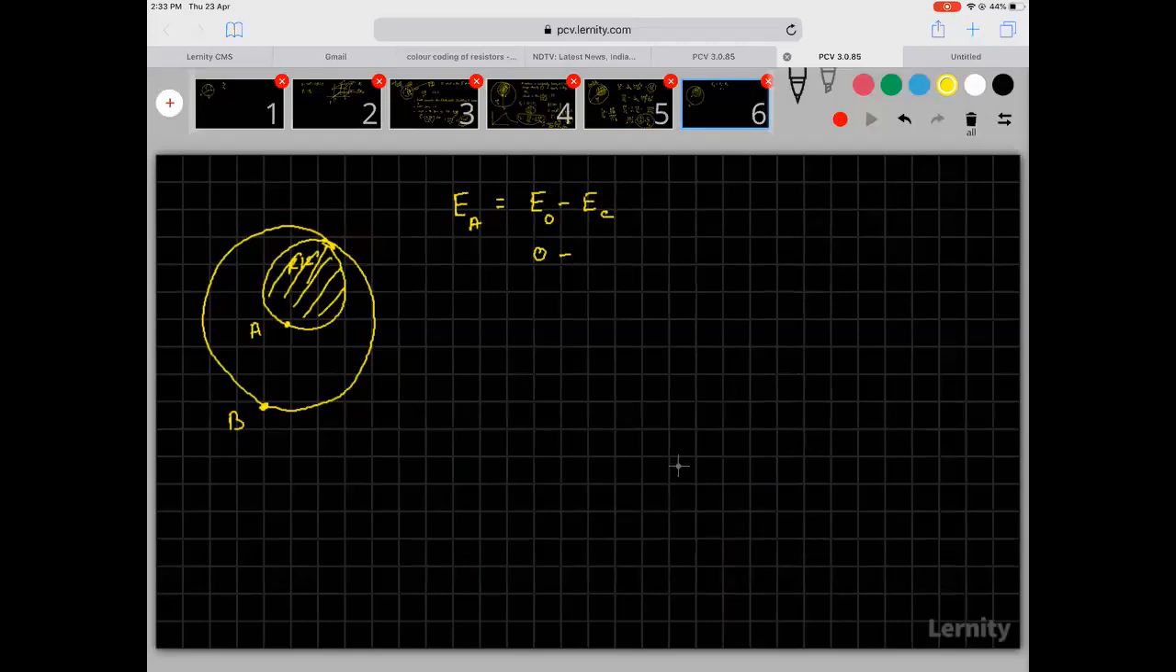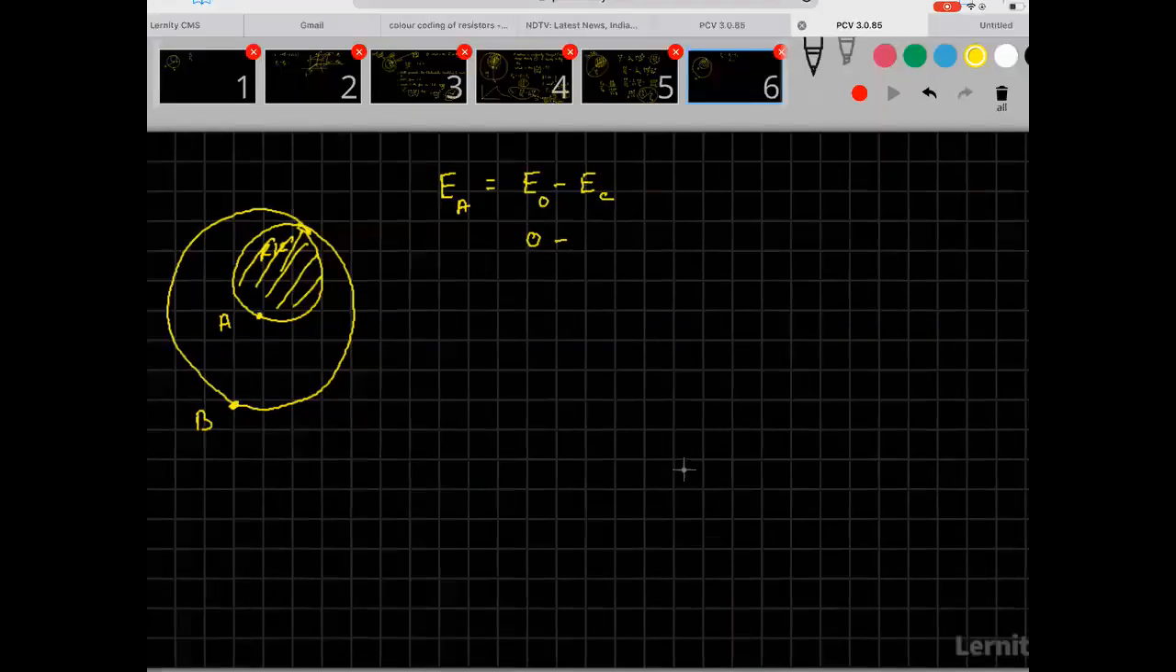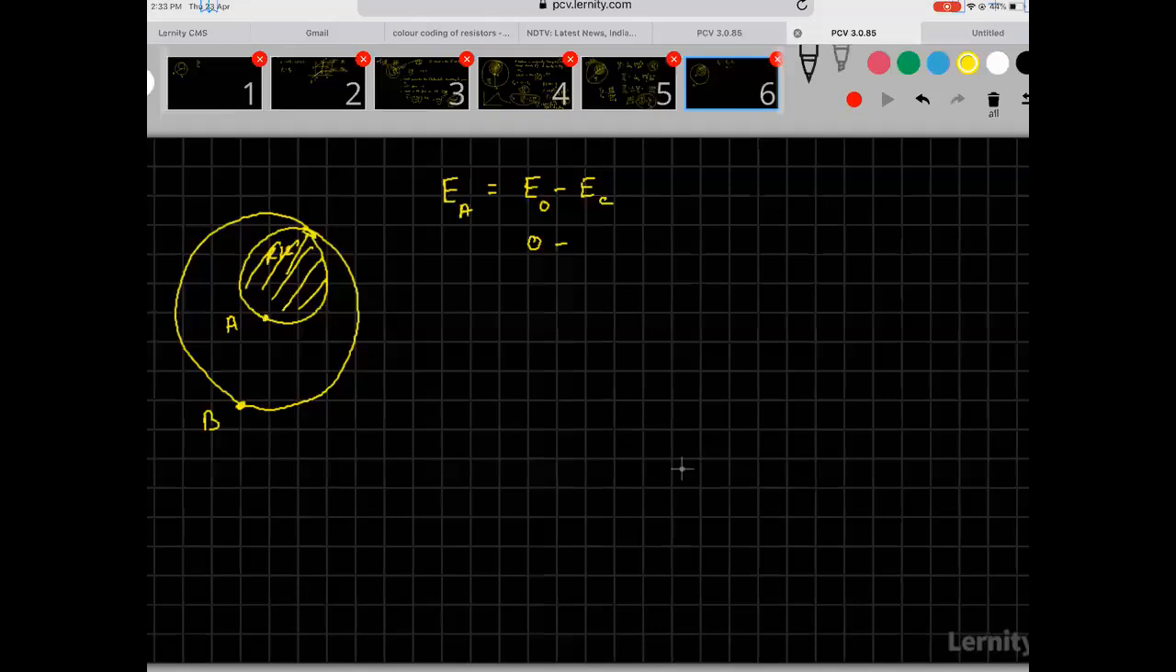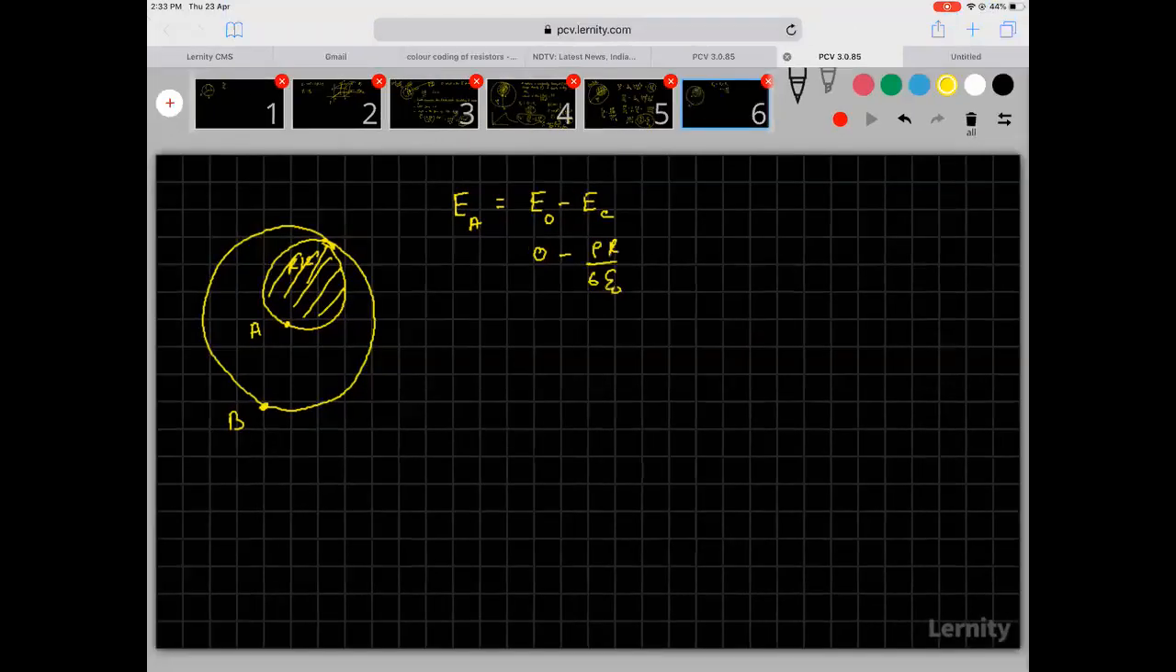Then we found out that that was equal to rho r by 6 epsilon naught. If you want me to do that again, I don't mind doing that again. So basically it is rho r by 3 epsilon naught, where r is r by 2. Then the electric field at B was E original minus the electric field due to cavity at B. Now E original was the original electric field, that is rho r by 3 epsilon naught, minus the electric field due to cavity at B.